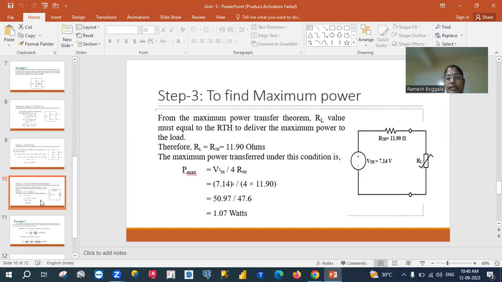The maximum power is transferred to the load when the load resistance equals the source resistance. So here RTH is equal to 11.90, which means RL is also equal to 11.90. The maximum power formula you know already: VTH squared divided by 4RTH, or otherwise RL. Substituting the VTH value and RTH value, the maximum power is equal to 1.07 watts. So in this circuit, the maximum power delivered to the load is 1.07 watts. This is one example.